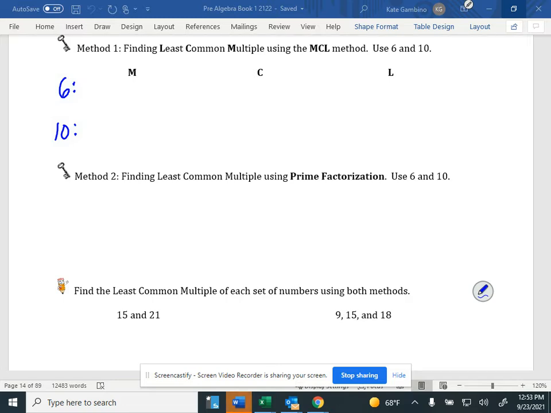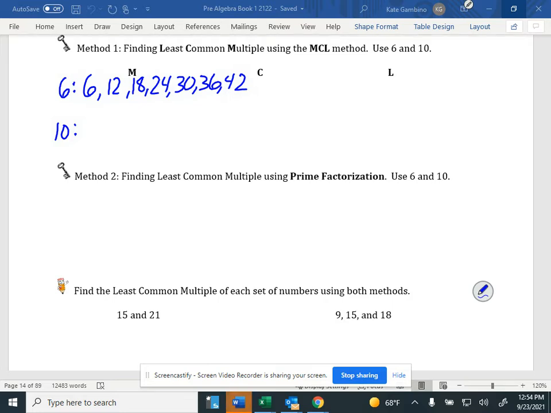So what is 1 times 6? 6 times 2? 6 times 3? 6 times 4? 6 times 5? 6 times 6? 6 times 7? That's all I have room for right here. We're going to see if we have to go any farther.